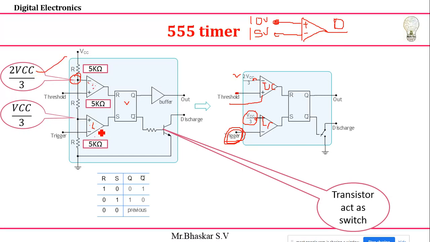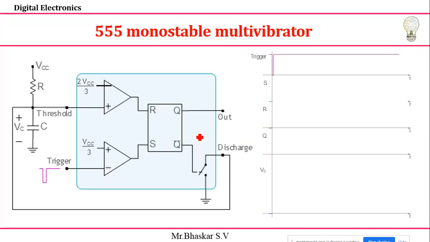But when it comes to the lower comparator, the non-inverting terminal is 1/3 of VCC. That is a mistake you people will make. If you write plus-minus for the upper comparator and minus-plus for the lower, it is wrong. First, the upper comparator is minus-plus, and the lower comparator is plus-minus. This you should remember. Okay, so let's move on to the monostable multivibrator circuit.